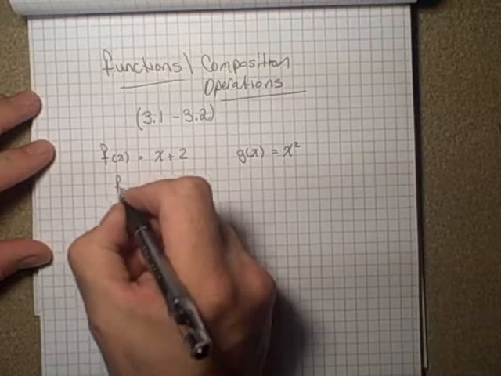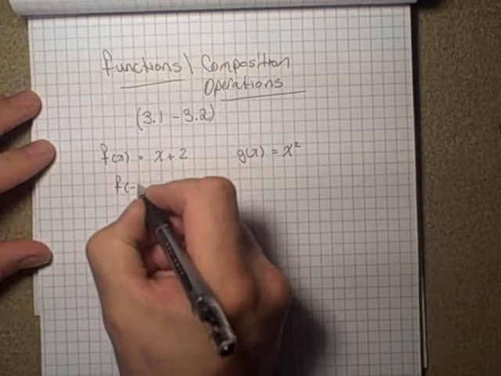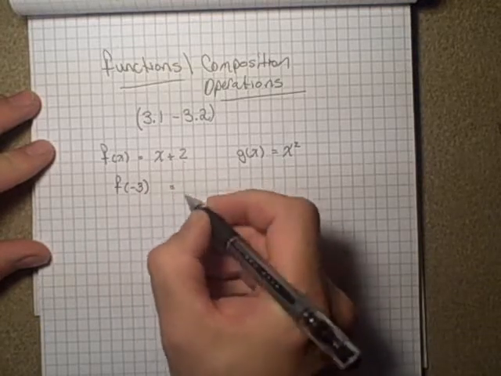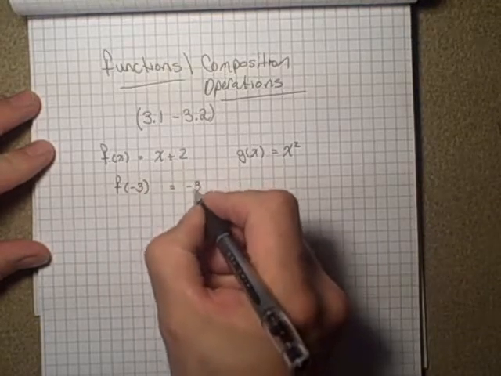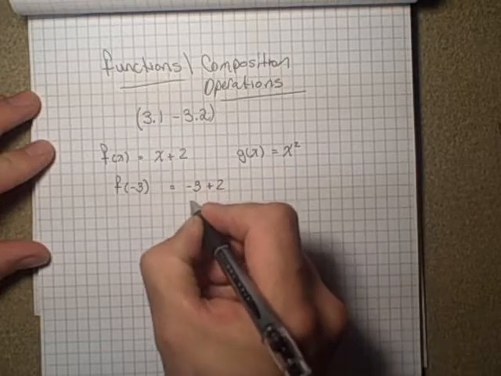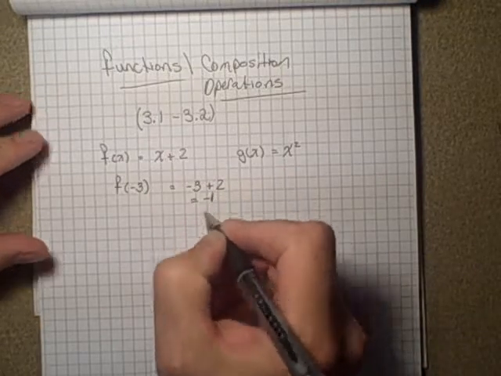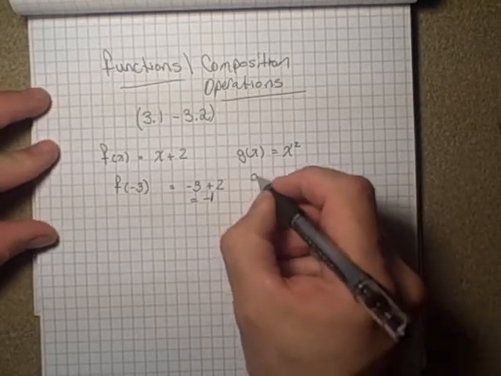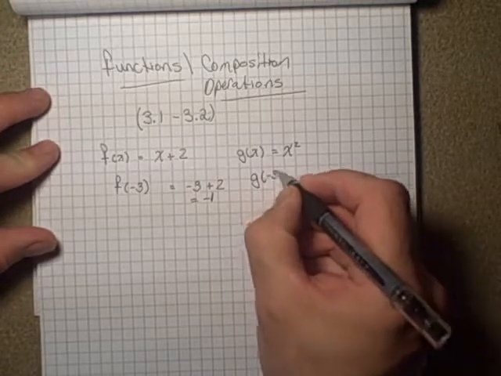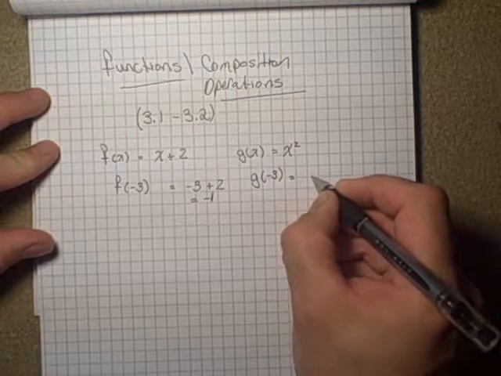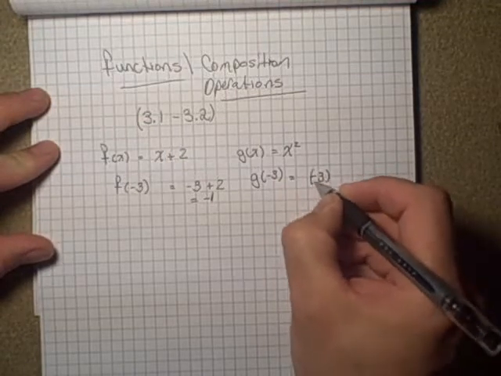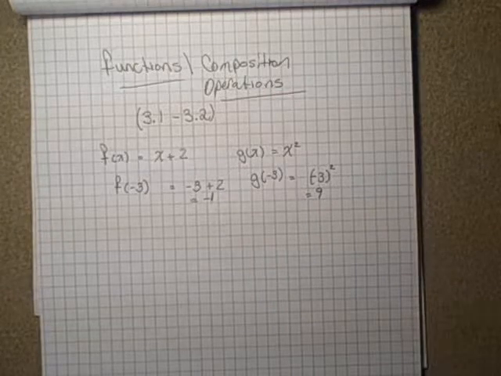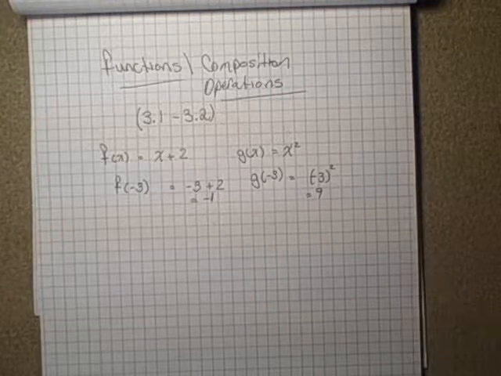So what if you had something like f of negative 3? Well, that simply put is the function with negative 3 where x is. So negative 3 plus 2, which would equal negative 1. And that's the basics of function substitution. If we did the same here for g of negative 3, that would equal, well, negative 3 totally squared here, which would equal 9. Okay, so that's basic function substitution, something you've probably seen in the past.